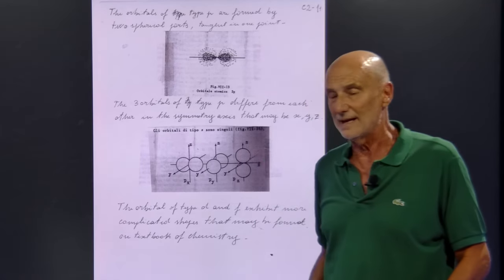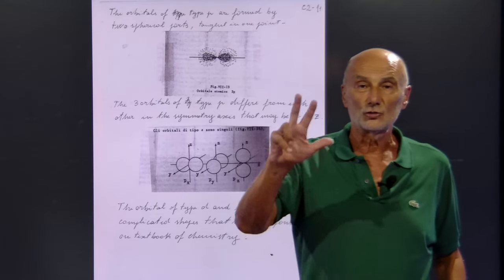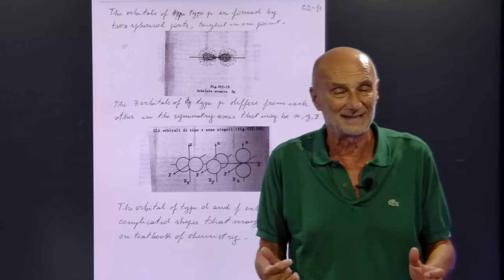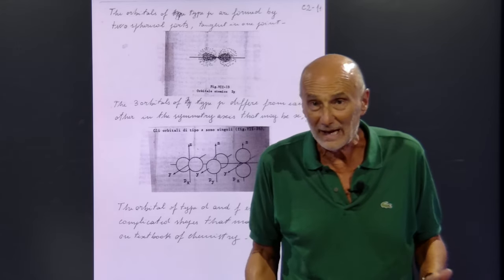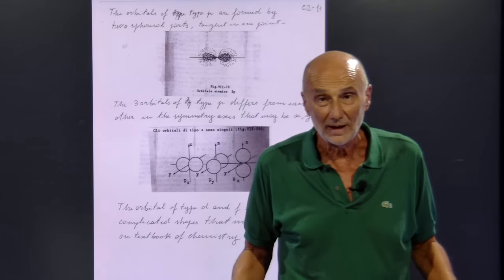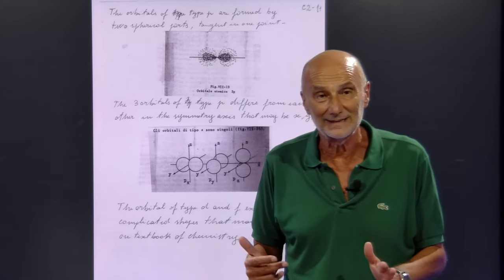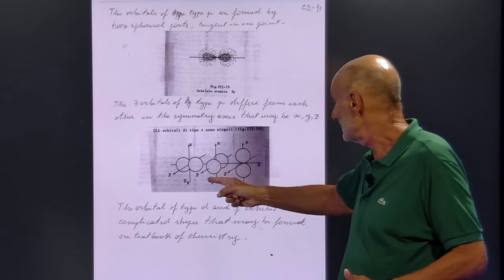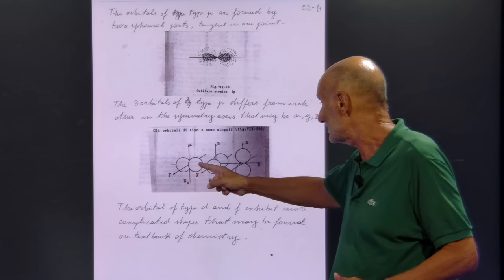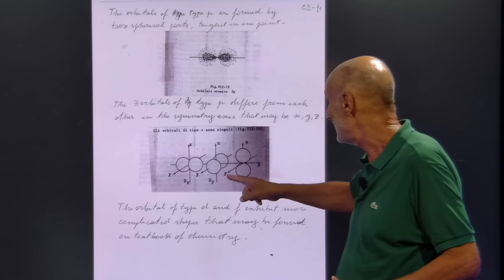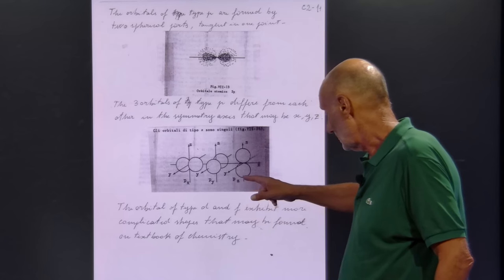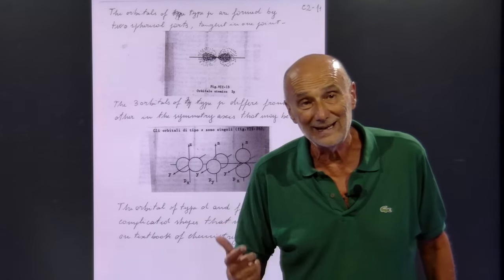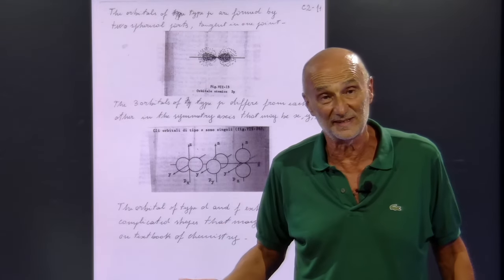Okay? Then, we have three different P functions. These P functions must differ in something. And in what do they differ? They differ in the axis of symmetry. One has the axis of symmetry X. The other one has the axis of symmetry Y. The other one has the axis of symmetry Z.